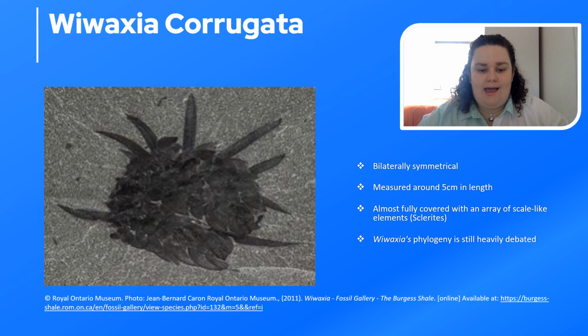Wiwaxia is this really weird little animal. It's bilaterally symmetrical and it measures around 5 centimetres in length, and it's almost fully covered with an array of scale-like elements known as sclerites. It has a feeding apparatus which is similar to soft-bodied organisms known as Odontogriphus, which were also from the Burgess Shale, and which is thought to have eaten things like cyanobacterial mats that grew on the sea floor. And it's really heavily debated what Wiwaxia's phylogeny is.